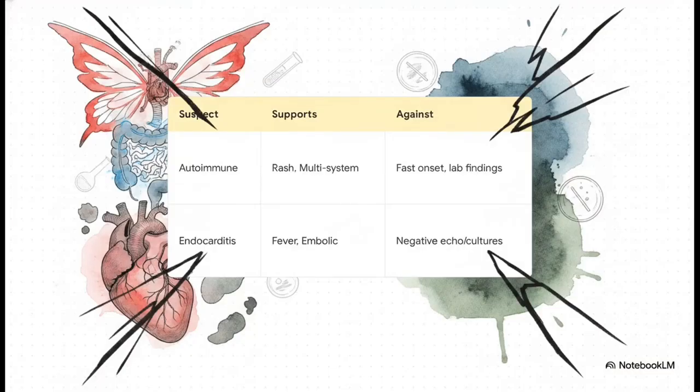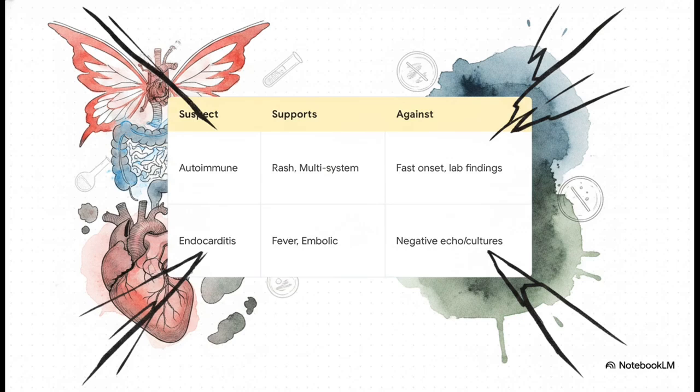Moving down the suspect list, the team considers an autoimmune disease. Now, this strongly fits the sudden rash and the fact that multiple body systems are involved. But the evidence against it is pretty strong. The acute lab findings just don't match, and the disease is progressing way too fast for that.